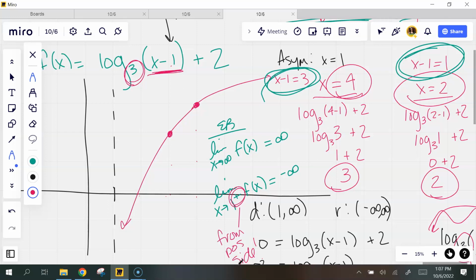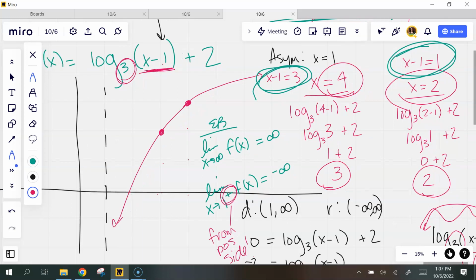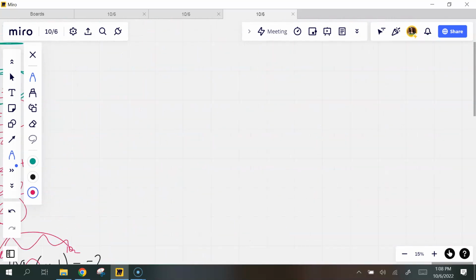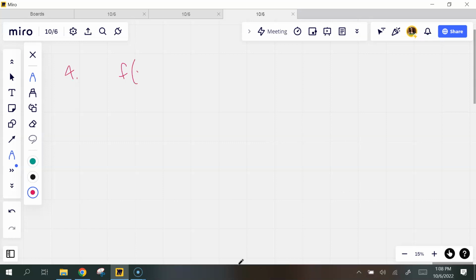So e's are a little bit different because for e's, we're not picking these specific values. We're going to use our calculator to let it help us on e's. So if you graph a natural log, flip over to number 4. I'm going to skip the e and go straight into the log one because that's the new stuff.